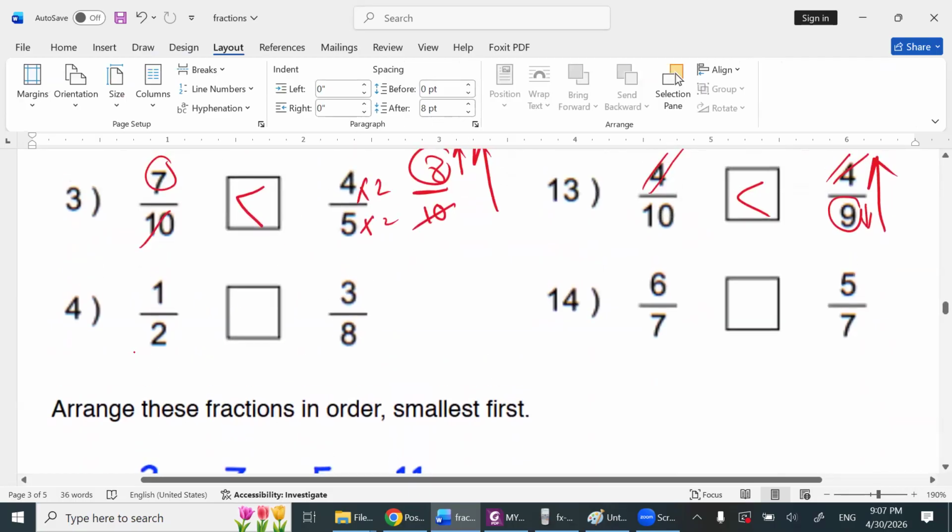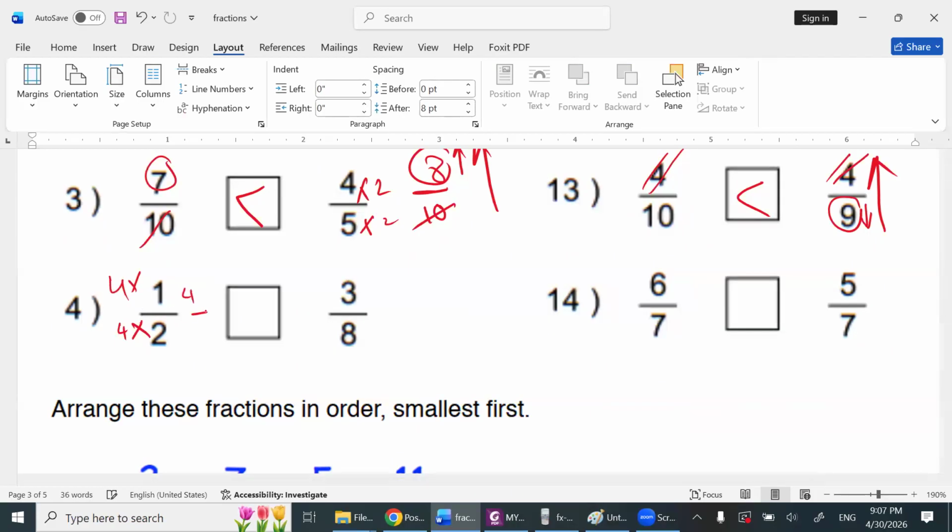By the same method, you can multiply 2 times 4 and 1 times 4. It gives you 4 over 8. If we have the same denominator, the bigger numerator, the greater fraction. The bigger numerator, the greater fraction.